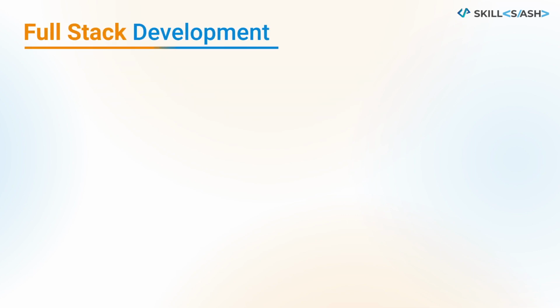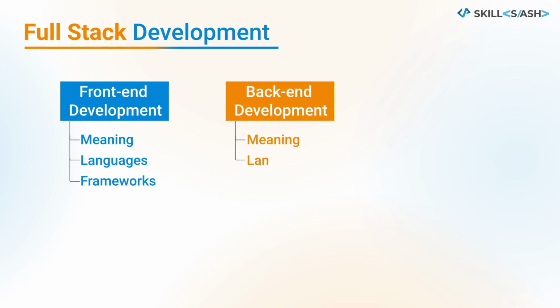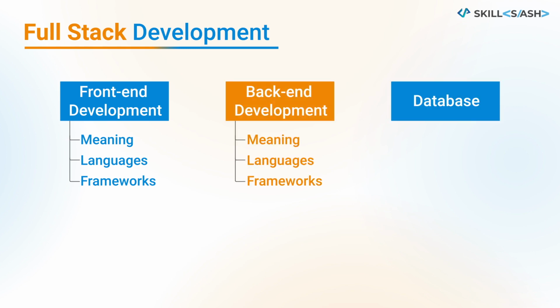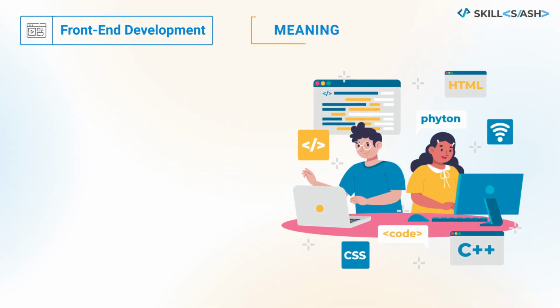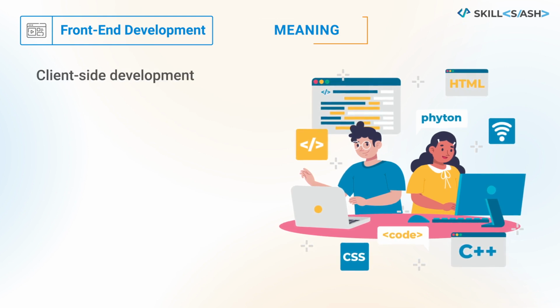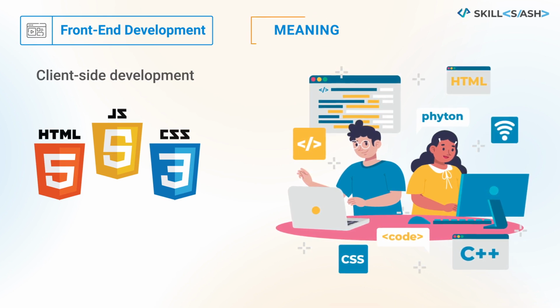Going ahead, we will now explore these three pillars of full stack development in detail. What we will go through is front-end development, meaning languages and frameworks. Back-end development, meaning languages and frameworks. Database. Let's start with front-end development. Front-end development, also known as client-side development, employs the languages JavaScript, HTML, and CSS to create web applications that users can interact with.